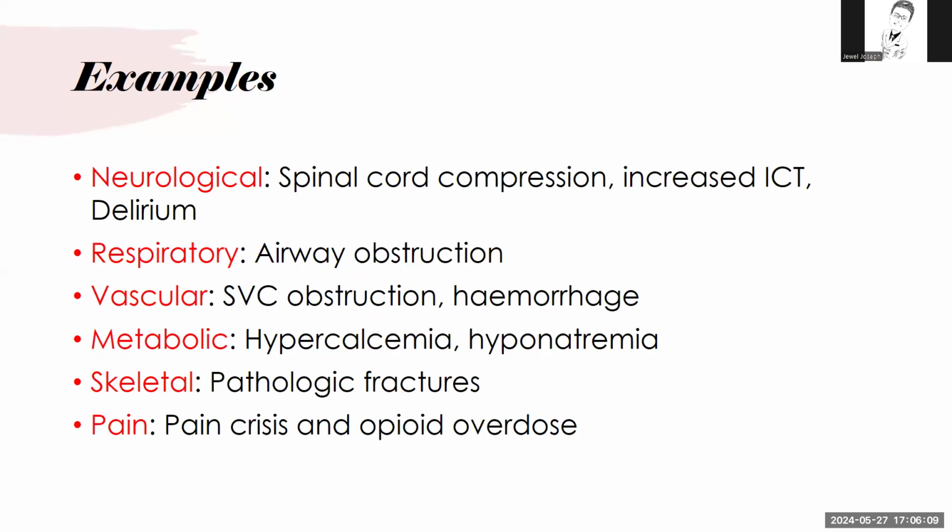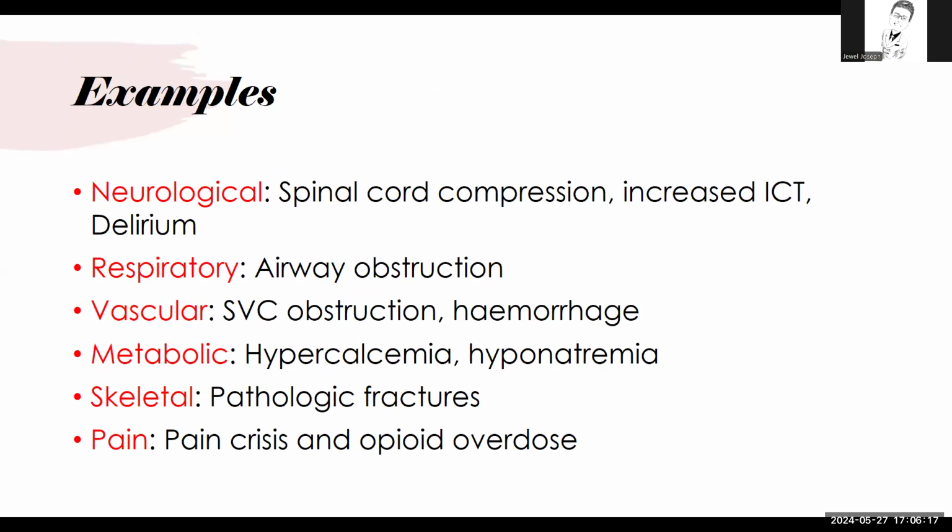We are trying to go through some of the emergencies according to the various systems. Some examples would be, in the neurological system, spinal cord compression, increased intracranial tension and delirium. A respiratory system example would be airway obstruction, whether acute or chronic. Vascular would be SVC obstruction, superior vena cava obstruction, or hemorrhage. Metabolic would be hypercalcemia and hyponatremia. Skeletal system would be pathological fractures, and pain would be pain crisis and opioid overdose.